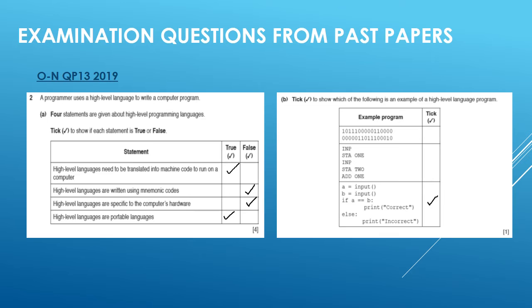Yes, this is true. I hope you people have guessed. So I will put a tick over here. The second statement is high-level languages are written using mnemonic codes. This is not true. This is false because mnemonic codes are used in assembly language. So I will again mark a tick in the column false.